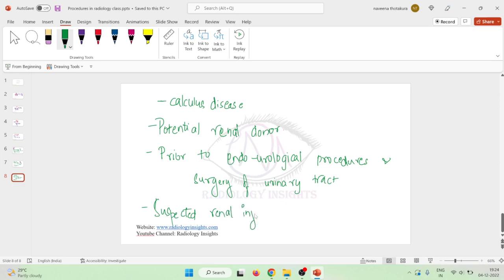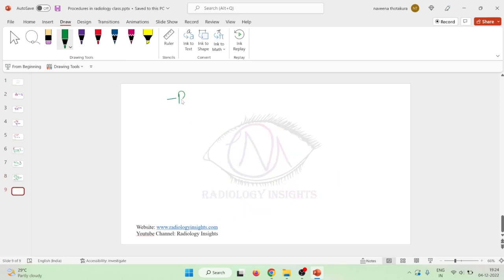In such cases, the contrast spills outside into the pelvis, and thus we can find whether there is injury or not. If there is no spilling of contrast, definitely the ureter is normal and there is no injury. Then, if the patient suffers from any type of renal colic, or in case of any flank pain, we can also do intravenous urogram to assess the condition of the patient.